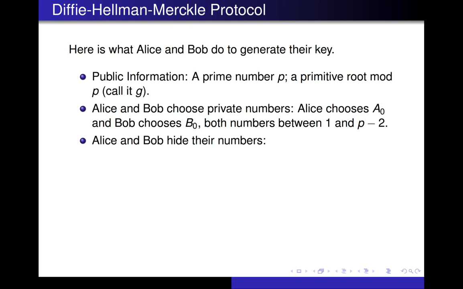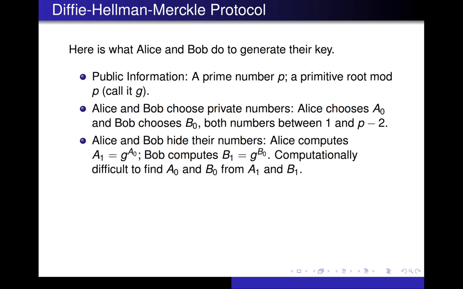And Alice and Bob are then going to hide their numbers, in the same way we hid the encryption and decryption keys back in El-Gamal. And to remind you how we do that, we use the primitive root g and we stick those numbers in the exponent. So A1 is g to the A0, and B1 is g to the B0. Those are numbers that are, as you'll see, essentially going to be public. But the purpose of taking those numbers is hiding A0 and B0 from anybody who looks at A1 and B1.